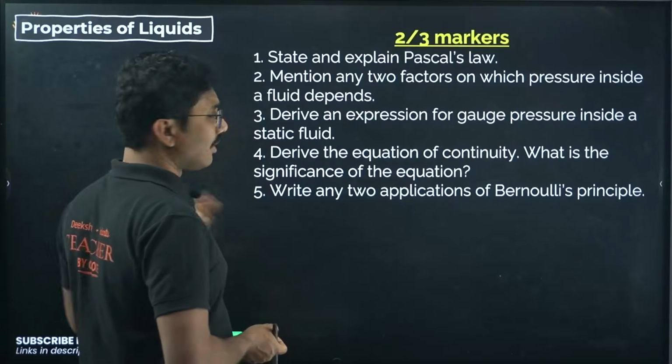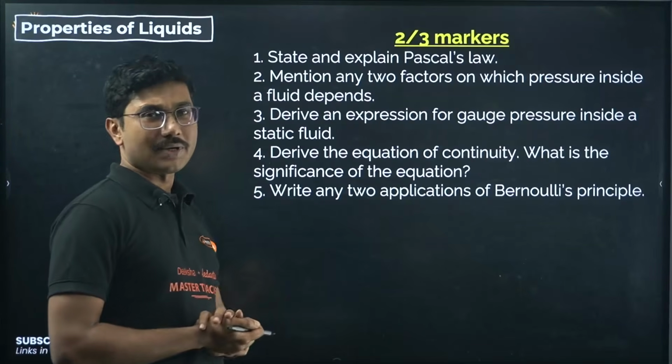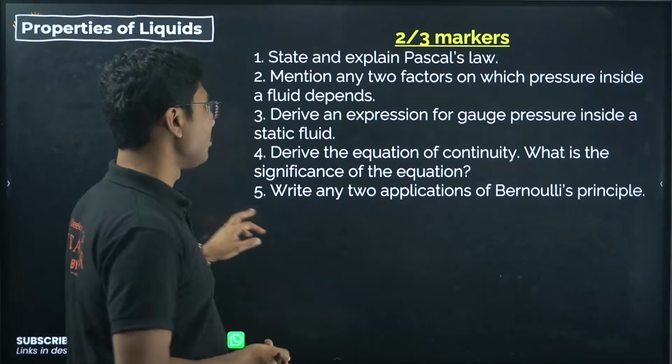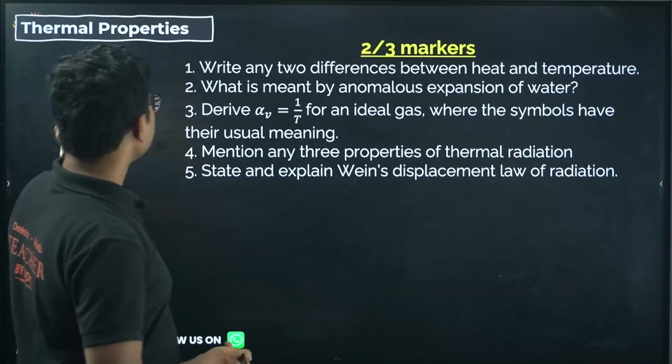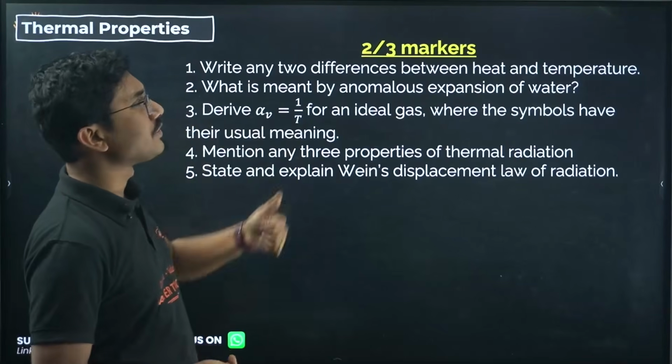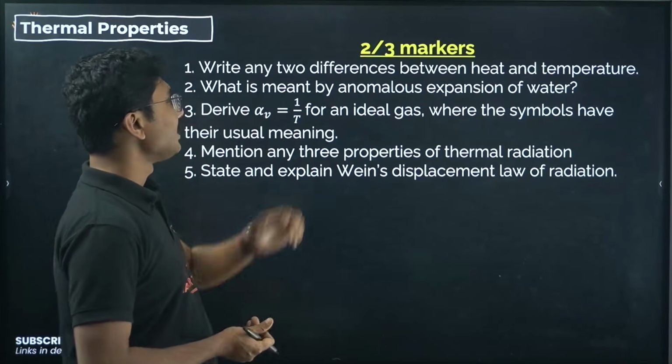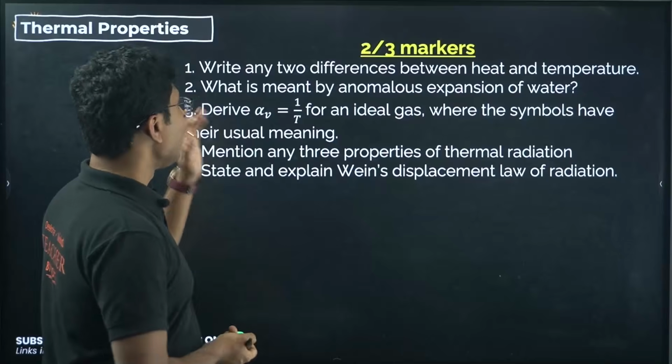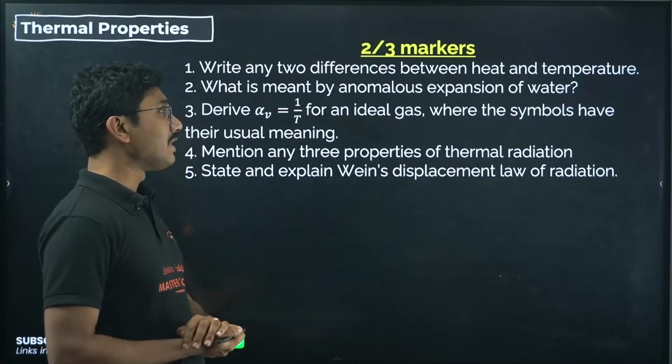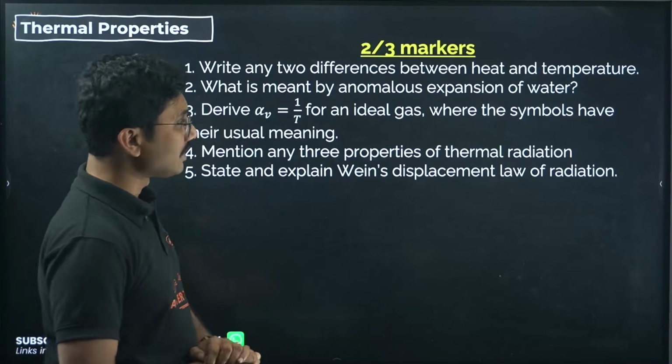Okay, from this chapter we are not expecting any 5 marker question, so 2-3 marker questions are mostly important. Next, thermal properties. Write any 2 differences between heat and temperature. What is meant by anomalous expansion of water? Derive alpha v is equal to 1 by T for an ideal gas, where symbols have their usual meaning.